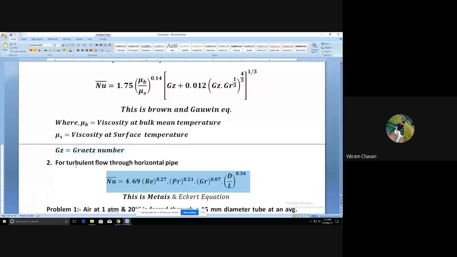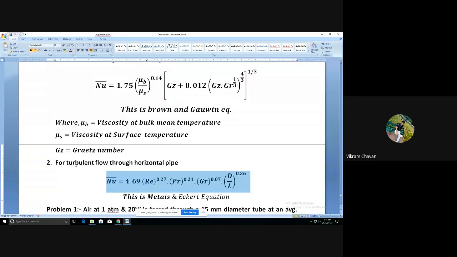Sorry for the interruption. For turbulent flow, the flow through the pipe will be considered turbulent when the Reynolds number is greater than 2000. In that case, the average Nusselt number, for combined natural and forced convection, this equation is for the combined natural and forced convection.